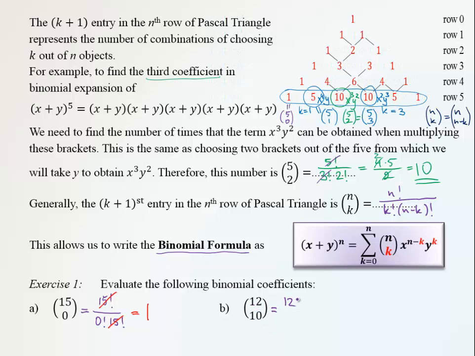So that will be 12 factorial over 10 factorial, and 12 minus 10 is 2 factorial. Therefore, after reducing the 10 with 12, we end up with 11 times 12 in the top over 2 in the bottom. So we can cancel the 2, leaving us with 66. So 12 choose 10 is 66. That means that the 11th entry in the 12th row of Pascal's triangle is equal to 66.